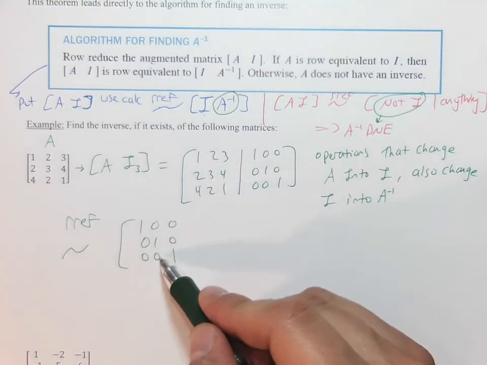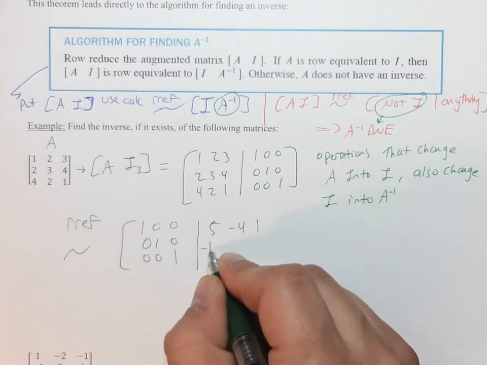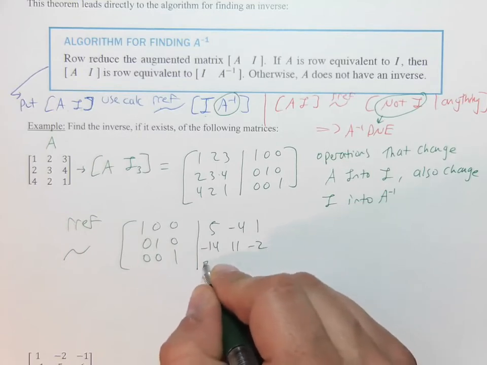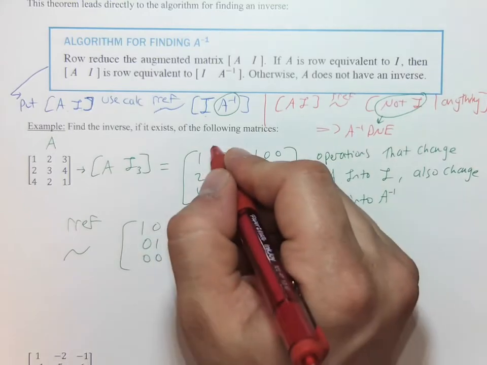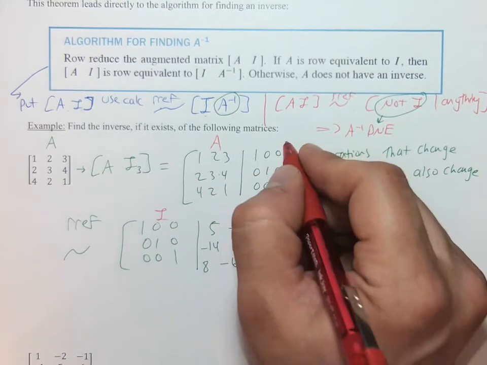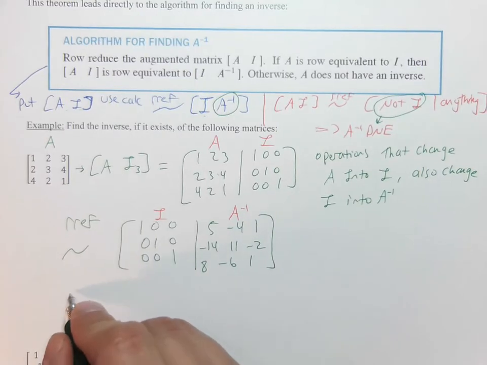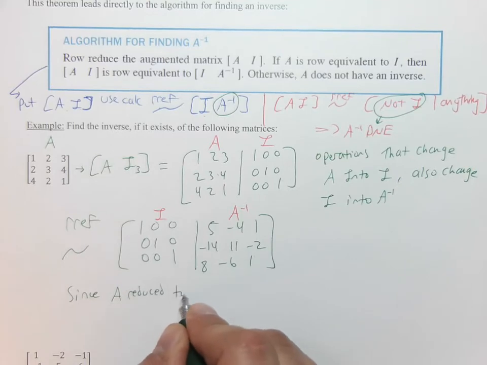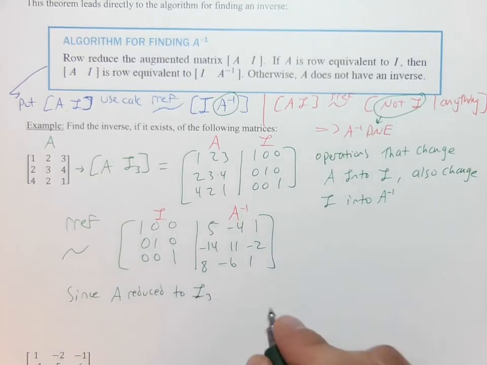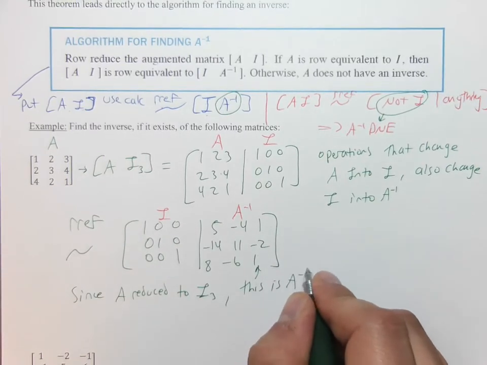Right, so A changed into the identity matrix, and that means what's over here ends up being the inverse. Right, so A changed into I, and I changed into the inverse. So since A reduced to the 3 by 3 identity matrix, this is the inverse.